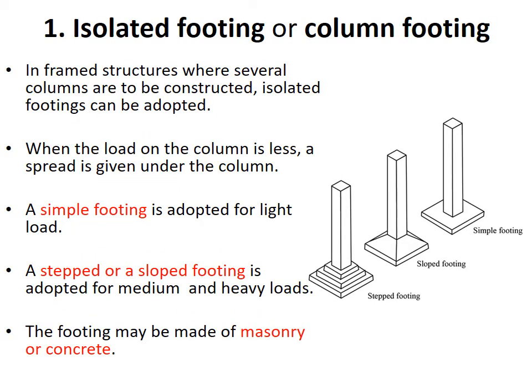First, isolated footing or column footing. In frame structures where several columns are to be constructed, isolated footing can be adopted. When the load on the column is less, a spread is given under the column. A simple footing is adopted for light load. A stepped or sloped footing is adopted for medium and heavy loads. The footing may be made of masonry or concrete.